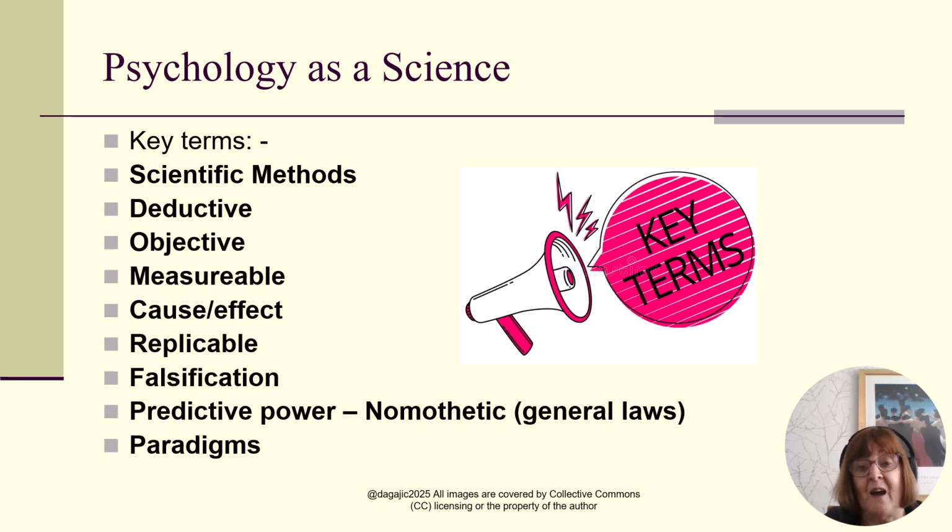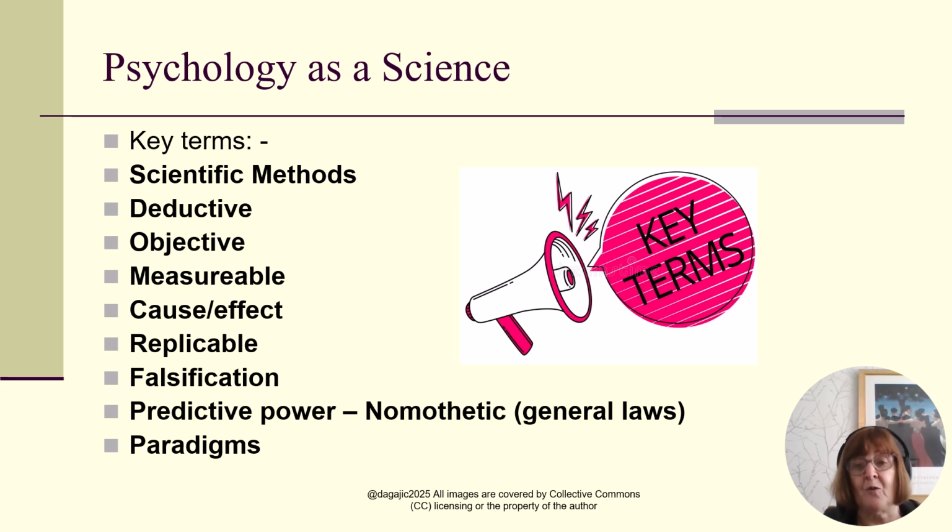Our variables need to be measurable. And that's when we talk about operationalizing our variables, stating them in a clearly measurable form. Experiments are all about establishing cause and effect. And of course, our research should be replicable. It should be easy for someone else to replicate what we've done and see if they get the same results, to see if it's consistent.